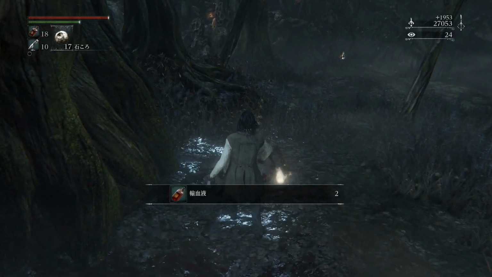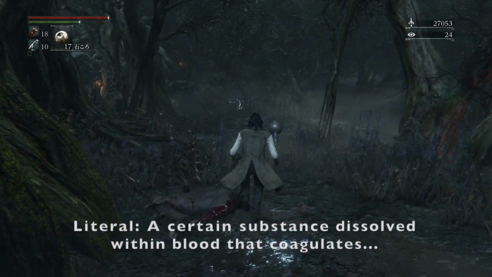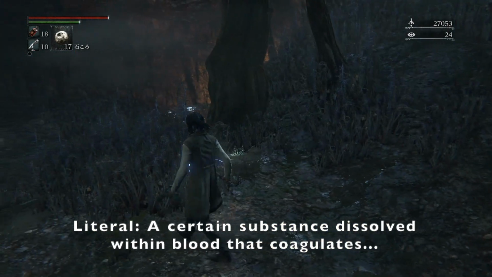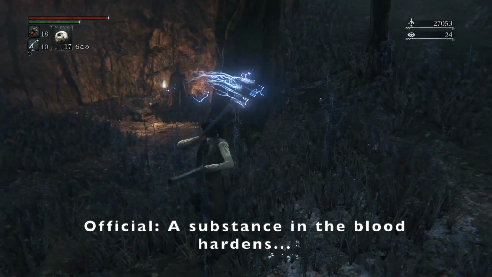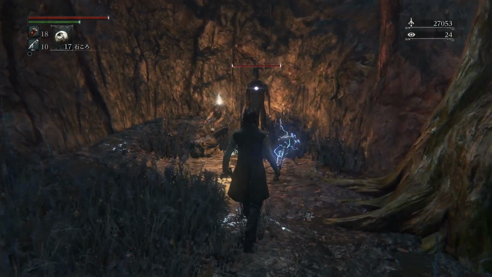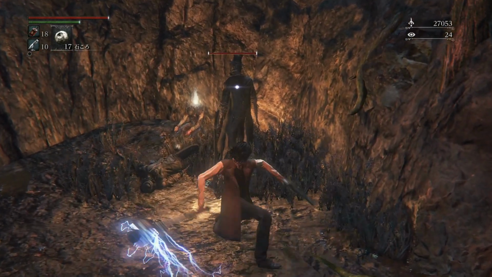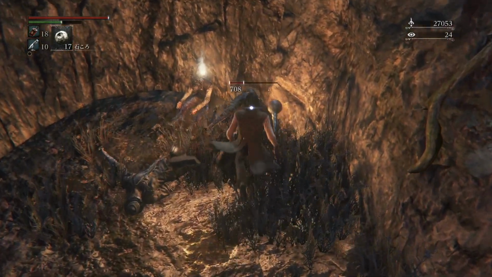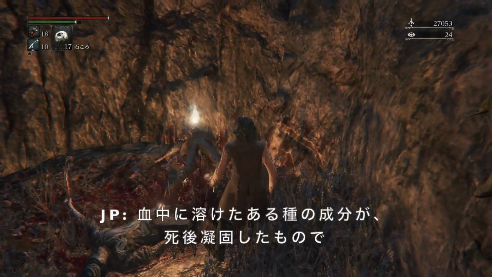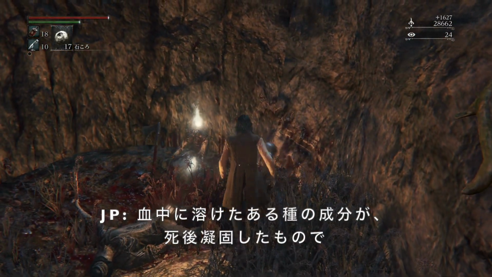First up is the passage where the official translation reads, "A substance in the blood hardens." You may have noticed that my more literal version was, "A certain substance dissolved within the blood coagulates after death." And what interests me about this is the decision to move away from the term coagulate, since that word has a strong association with blood in the English language. It would mirror a similar association in the Japanese as well.